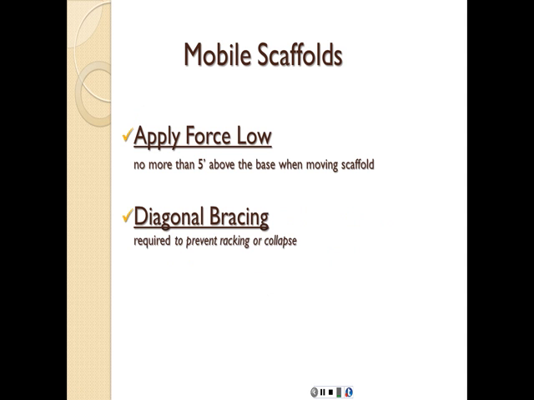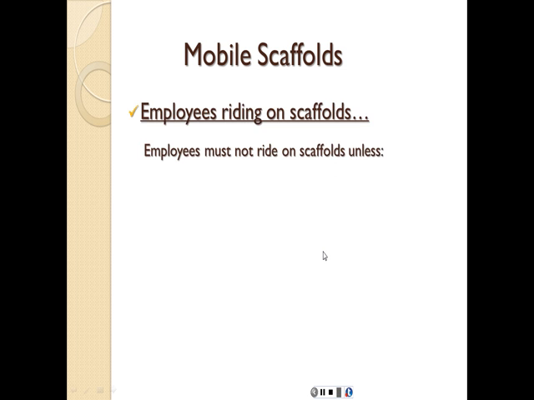Apply the force low, no more than 5 feet above the base when moving a scaffold. If you're going to be pushing it, for example, nothing above 5 feet from the base when moving it. Diagonal bracing is going to be required to prevent racking or collapse of the scaffold.